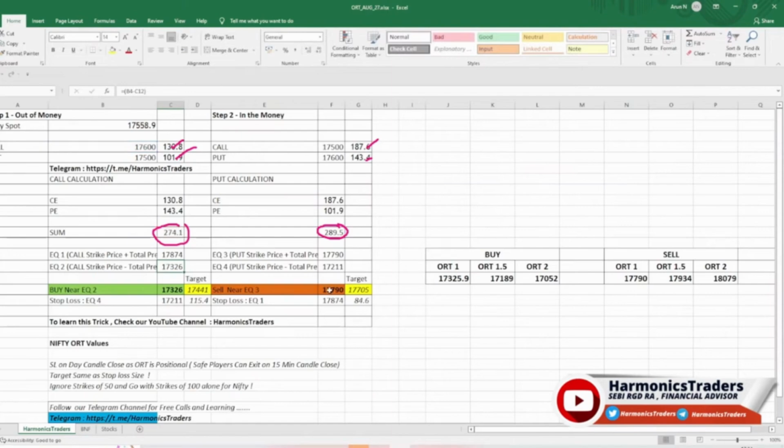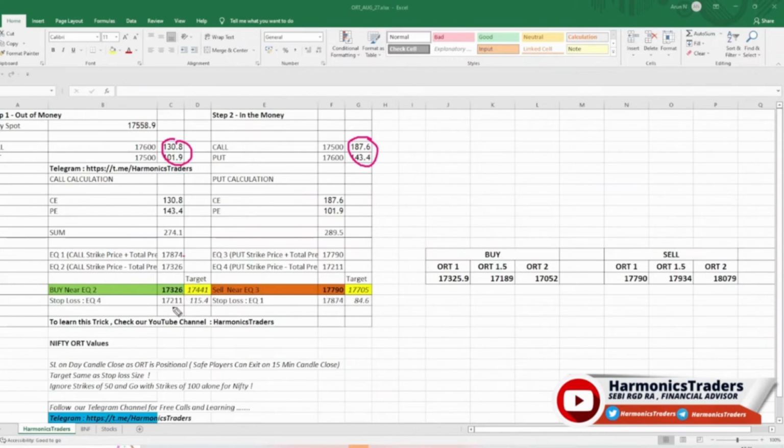Likewise, for sell, it is B5, 17,500, plus this particular premium value, 289. Based on these calculations, we get buy and sell. Once again, don't worry too much about this. Once you feed these four values in the Excel, all these values come automatically. Now we have buy around 17,326 and sell around 17,790.